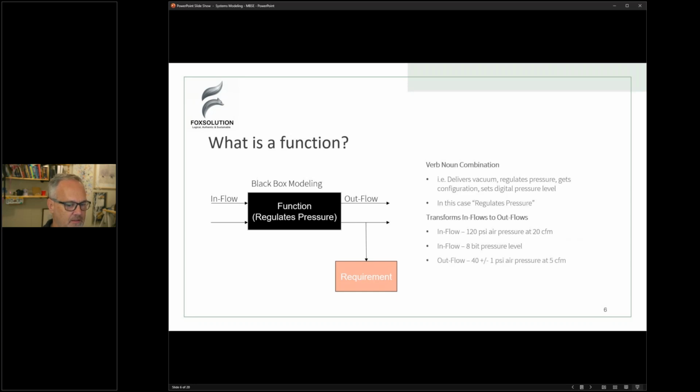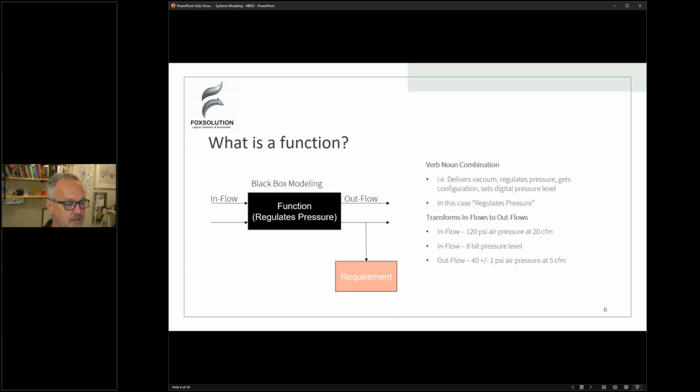The outflow then, the characterization of that outflow, is what we need into the system: 40 PSI plus or minus 1 PSI at 5 CFM. So what we're looking for as an outflow is different from the inflows, and what that regulator is going to do is regulate the pressure down to a specified limit. So now we understand specifically at a design level exactly what we need this function to provide.